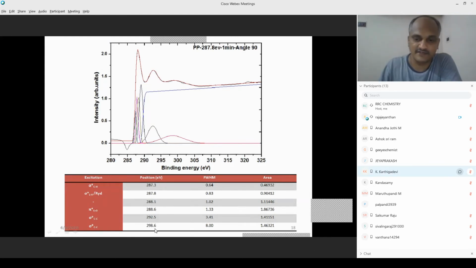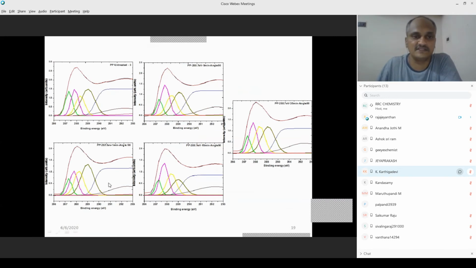298.6. What we have done is choose an excitation energy of around 288.7 and irradiate the polymers with this energy for different time intervals. This is for 1 minute, this is for 5 minutes, this is for 15 minutes, and this one is for 35 minutes. During this irradiation time, we can see this yellow peak, which corresponds to carbon monoxide, because we are irradiating the polymer in the presence of oxygen.